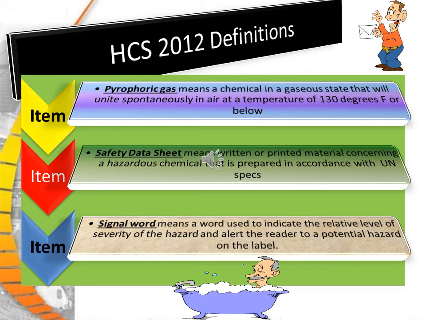Pyrophoric gas means a chemical in a gaseous state that will ignite spontaneously in air at temperatures of 130 degrees Fahrenheit or below. Safety data sheet means a written or printed material containing hazardous chemicals that is prepared in accordance with UN specifications. Signal word means a word used to indicate the relative level of severity of a hazard and alert the reader to a potential hazard on the label.